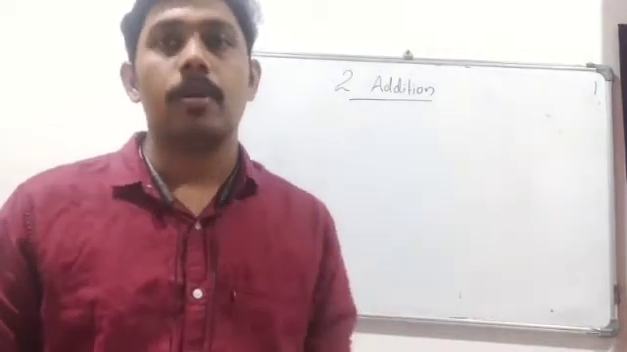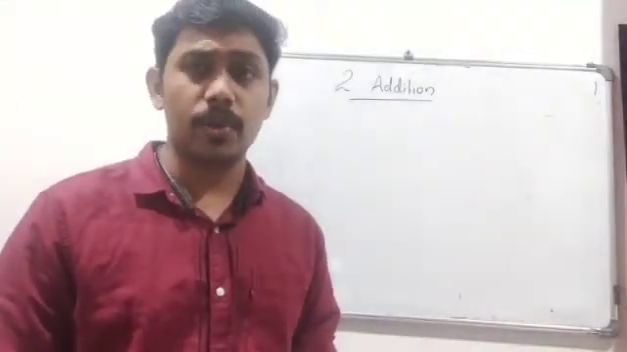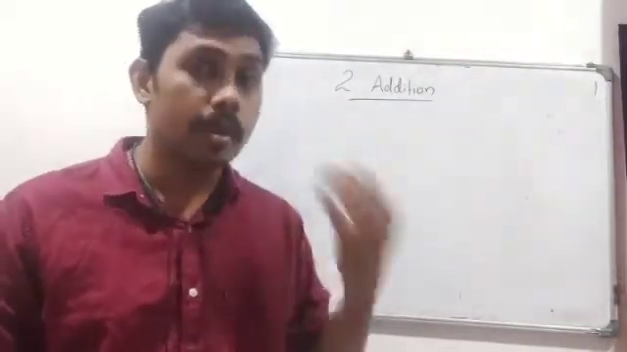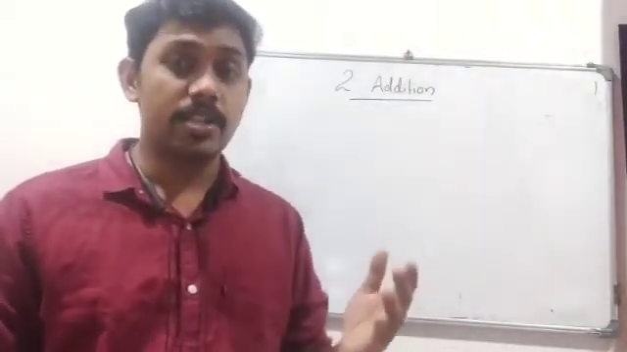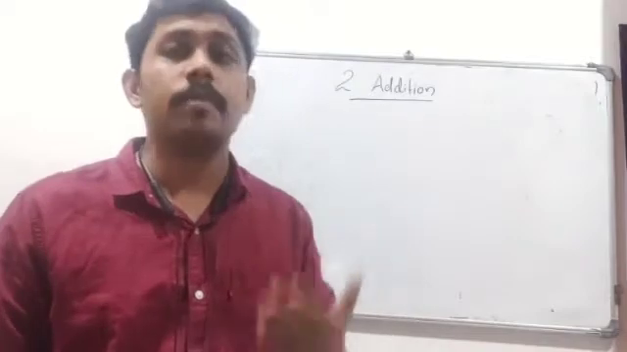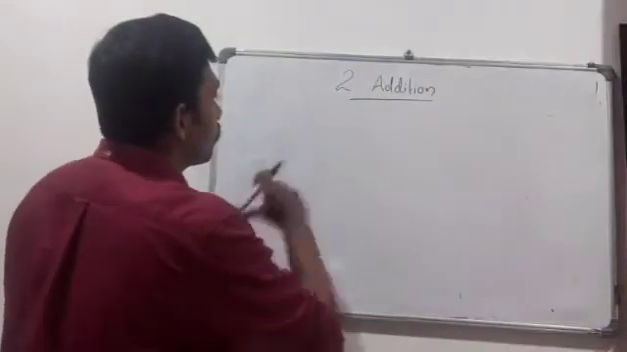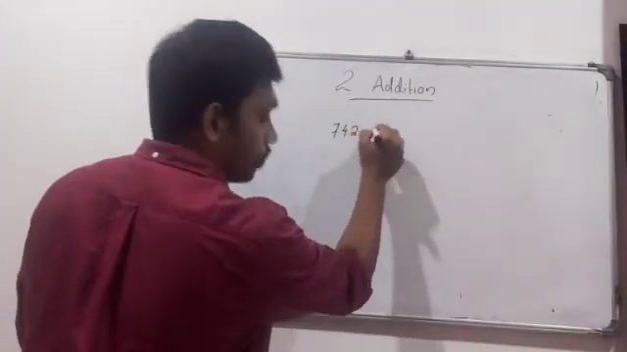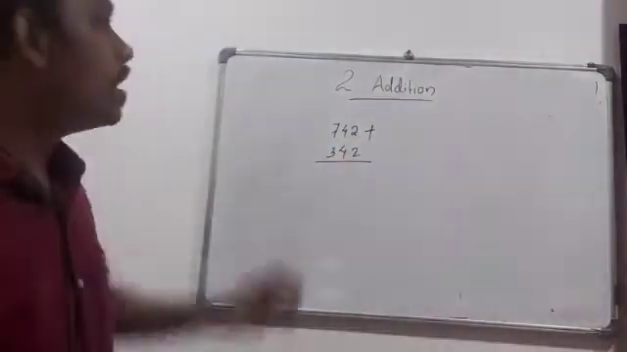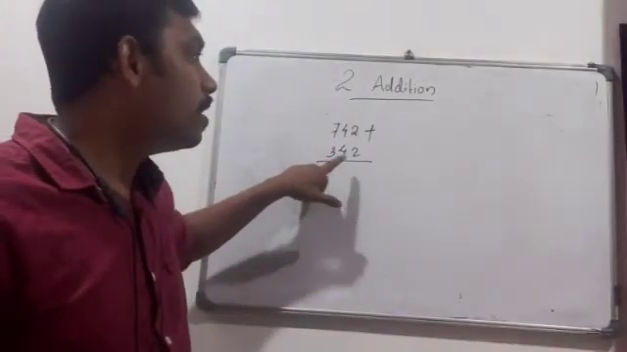Now we are going to the second chapter, whose name is addition. You have already discussed addition of 3-digit numbers in your previous year, isn't it? Let me do some examples for that. Here is a 3-digit number 742 and also a 3-digit number 342.